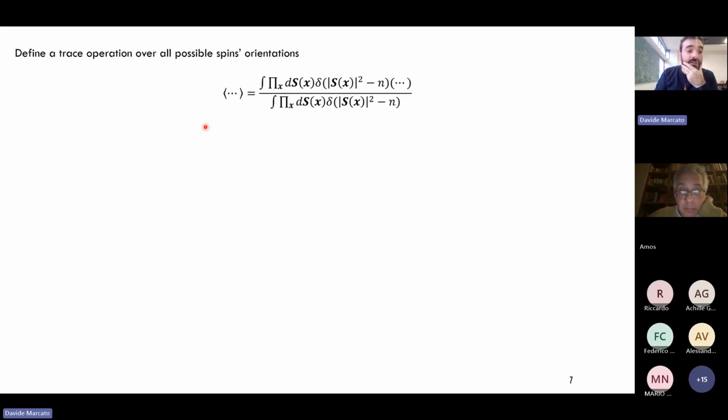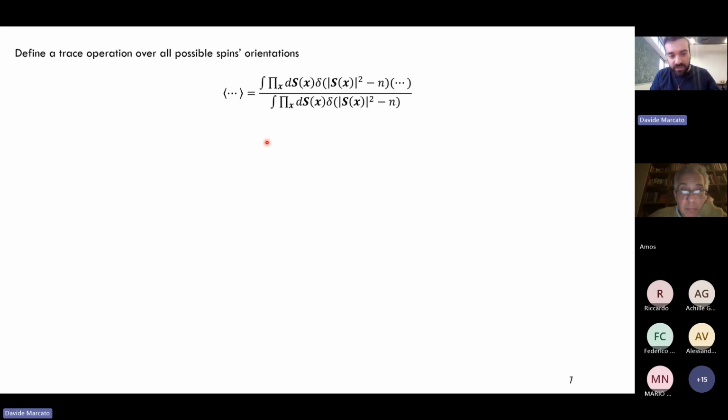Now, you can define in this model a trace operation. We indicate it with angular brackets, in which basically you integrate over all possible spin orientations with the constraint that the square modulus of each spin must be equal to n, which is enforced by this delta function here.